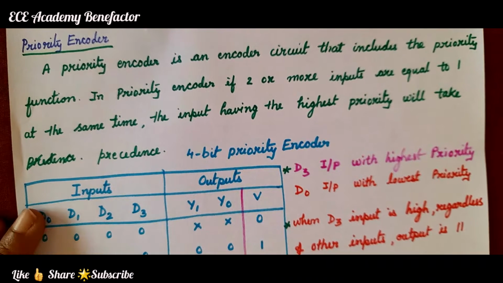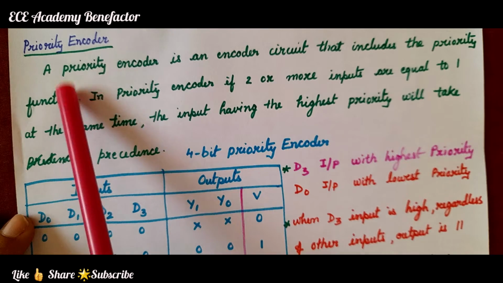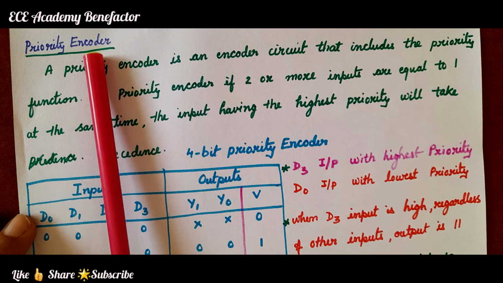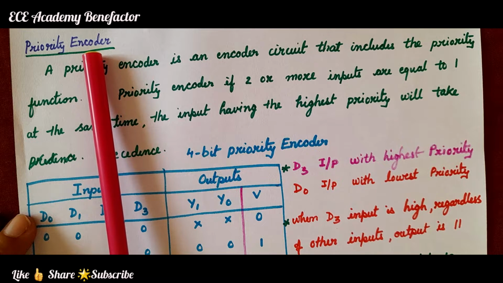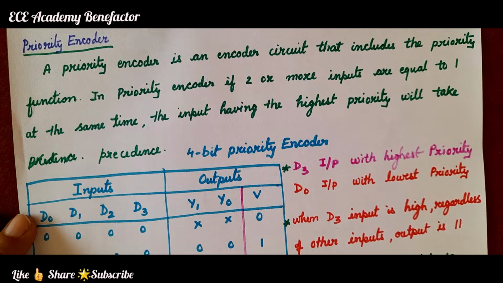The topic of the class is Priority Encoder. This topic is from the combinational logic circuit and the subject name is Digital Electronics. In this class we will be seeing the definition of priority encoder and then we will see the design steps of logic diagram of a priority encoder.